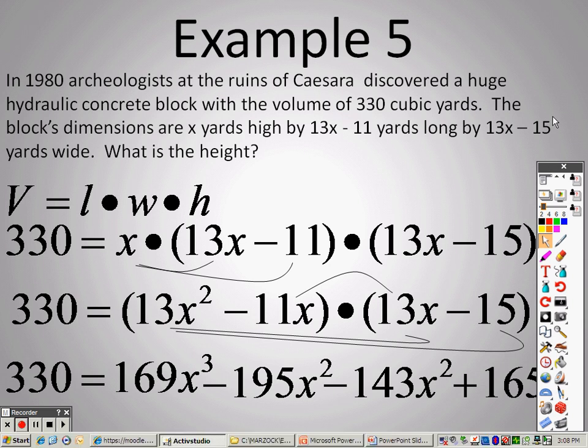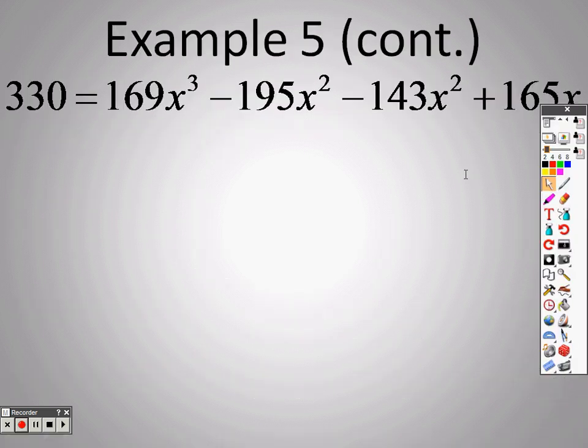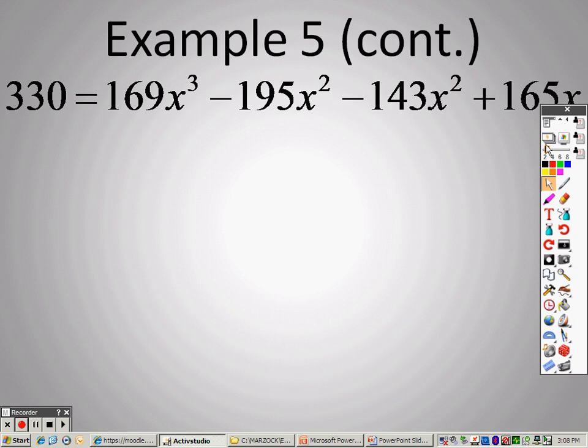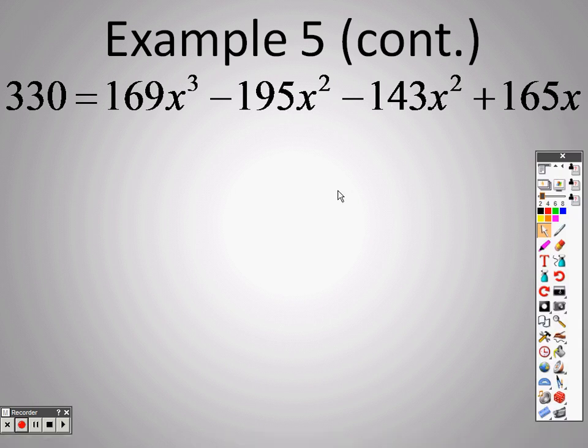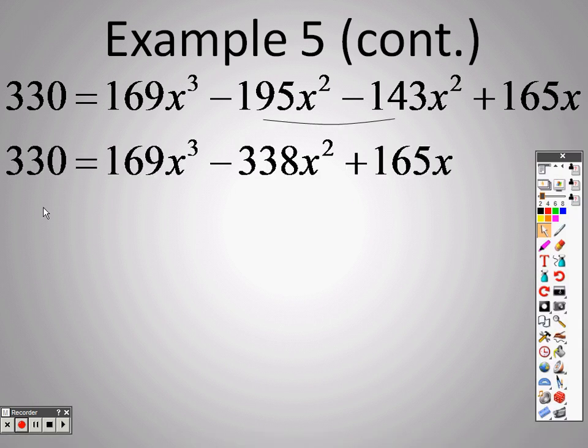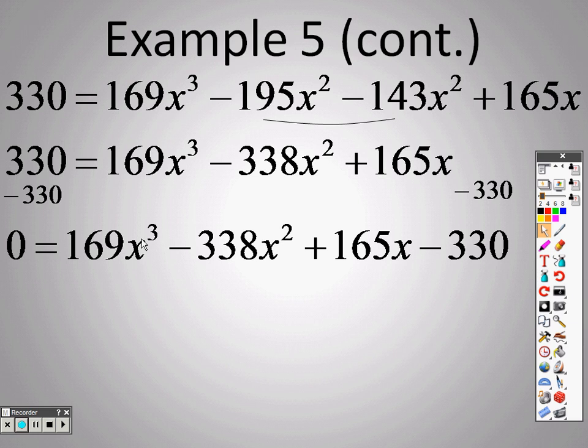So this is all I'm doing. I distribute, and while I'm distributing, I have to now combine my like terms. So I combine my x squareds, and there they are. And since I'm solving for x cubed, I just combined everything onto one side. And because of this, there's 4 items. So because there's 4 items, it jumps out to me that I can factor by grouping.